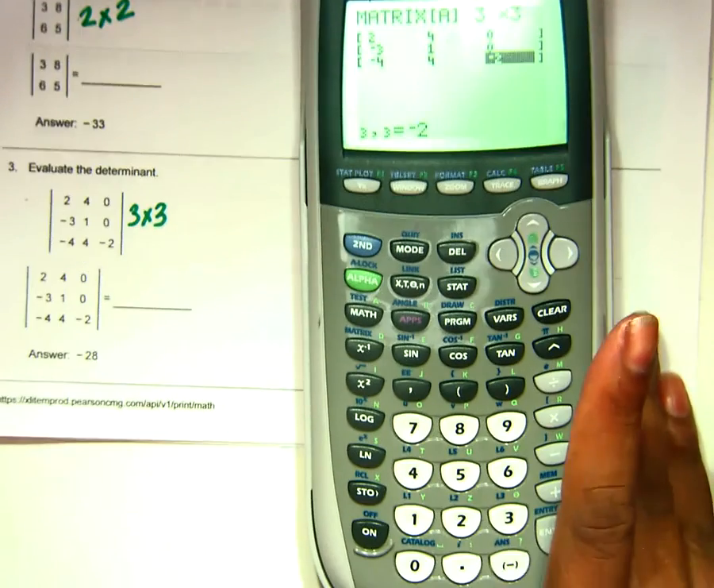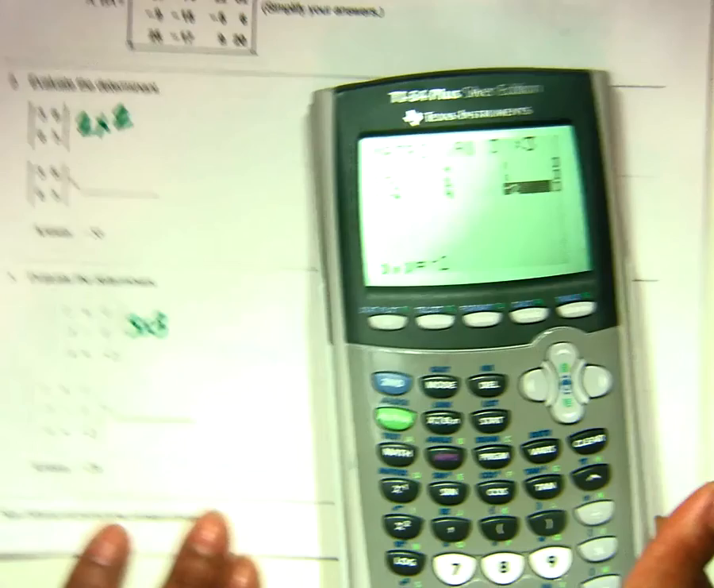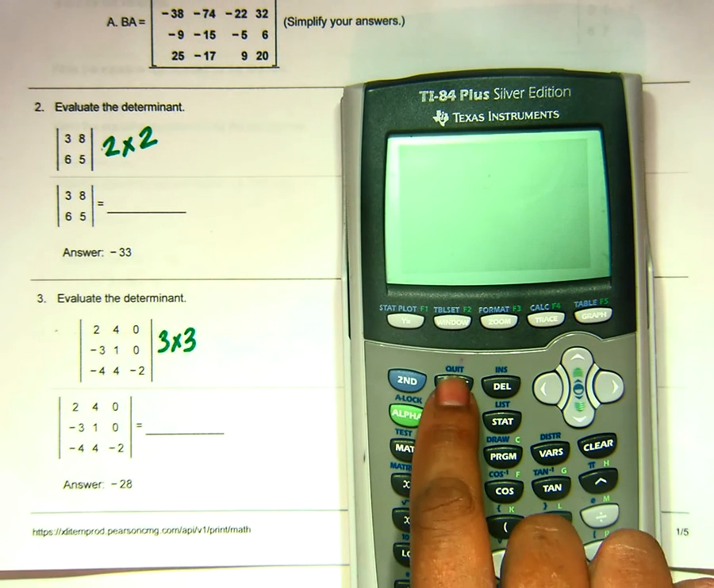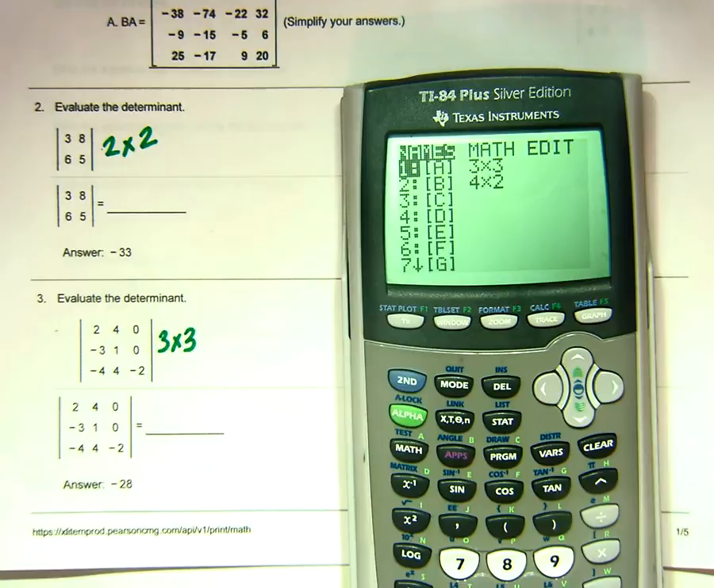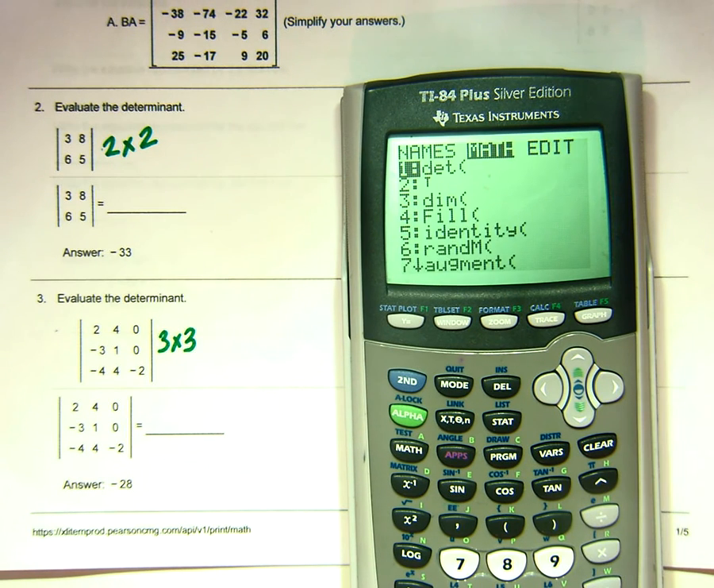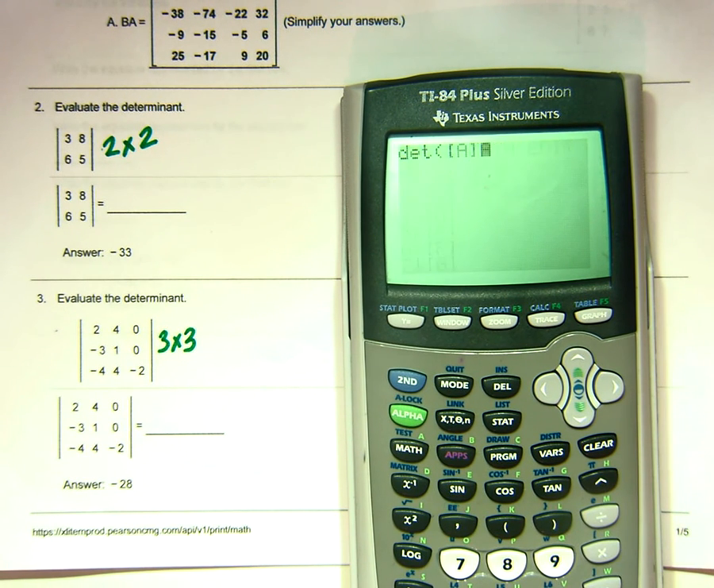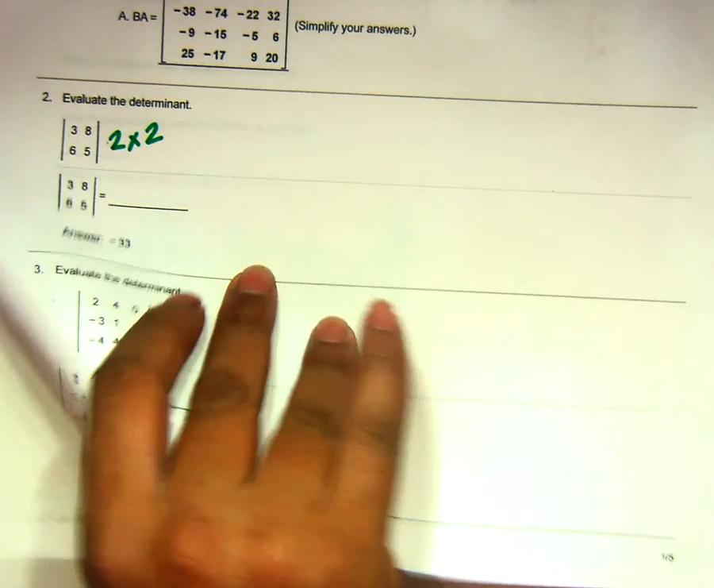By the way, here's your minus sign right here. So I have my numbers up. To exit out, second mode, notice how that says quit. Go back to second matrix. Go to math, hit enter to determinant. Second matrix again, hit enter for A, and hit enter again. You now have a determinant of negative 28. Please be mindful. If you do it the long way, meaning manually, you must watch the videos that are in Pearson.